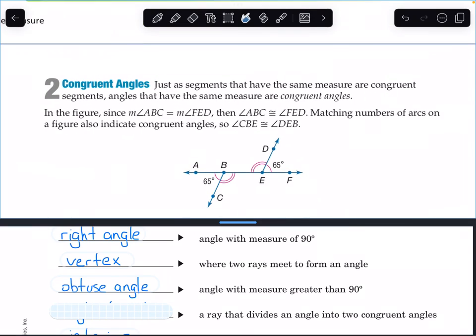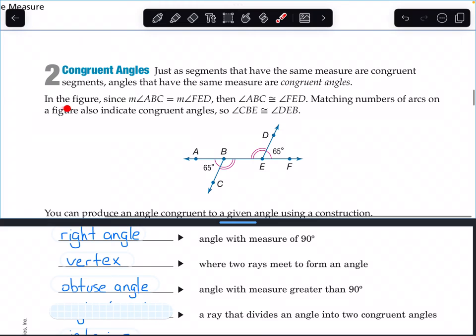Okay, there's measuring angles. Now what about congruent angles? Just as segments that have the same measure are congruent segments, angles that have the same measure are congruent angles. So the definition of congruent here is consistent: same measurement. Just we're measuring with different kinds of units. In the figure, since the measure of angle ABC, 65, equals the measure of angle FED, also 65, then angle ABC is congruent to angle FED.